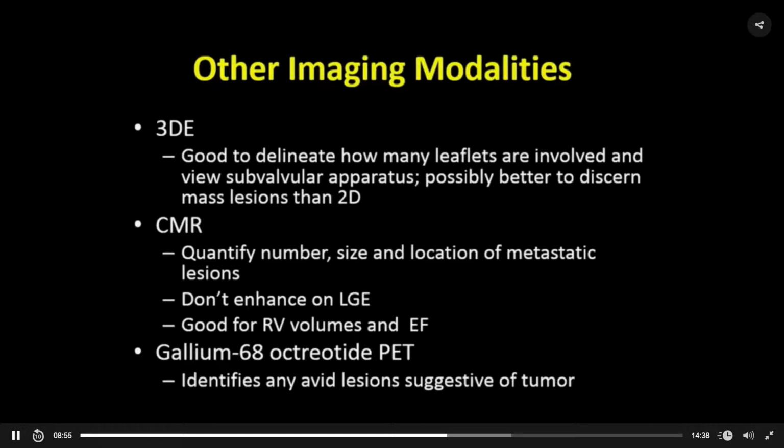And we know that MRI is good for calculating RV volumes and ejection fraction. However, if you detect a mass, you still need to know if it's biologically active, and so the gallium octreotide PET scans are useful for that because any avid lesion would suggest tumor.